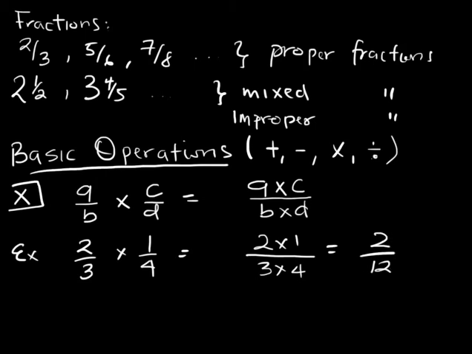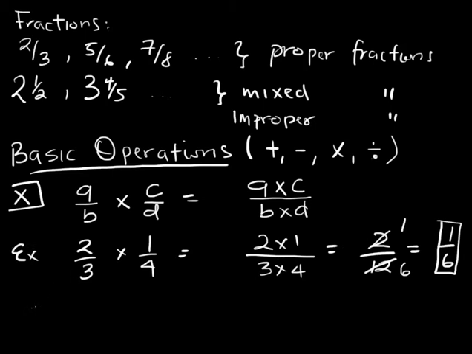Now, we can also simplify this quantity because 12 is a multiple of 2. So you can see that 2, you can divide through with 2. 2 divided by 2 is 1. 12 divided by 2 is 6. So your final answer here is 1 over 6. So you've reduced that quantity to 1 over 6.